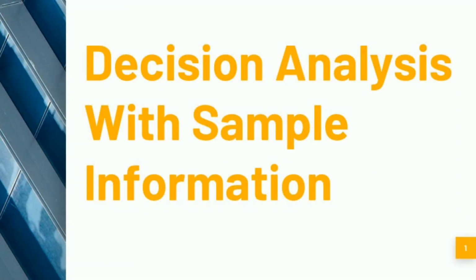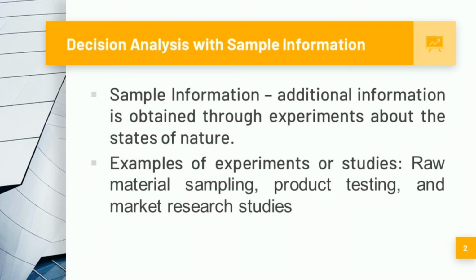Now let's proceed to decision analysis with sample information. Sample information is additional information that is obtained through experiments about the states of nature. Examples of experiments or studies: raw material sampling, product testing, and market research studies.